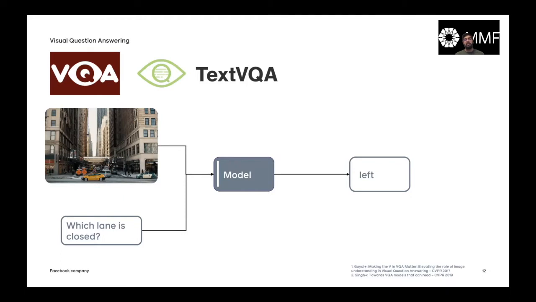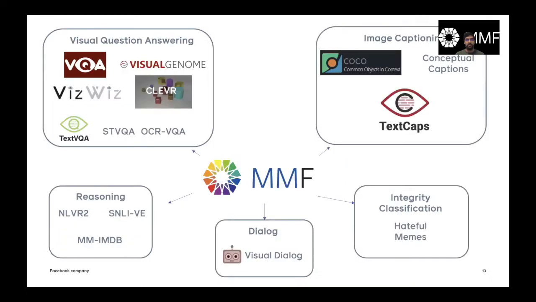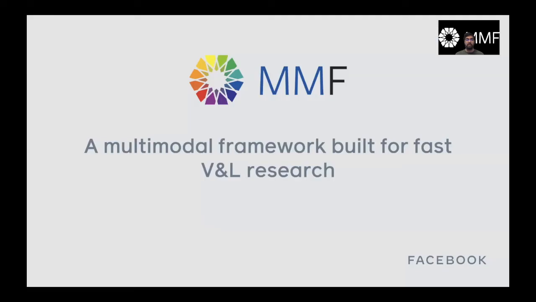This is the way these models work on VQA. They take in an image and a text and just classify them into a number of answer options that are there. MMF contains a lot of datasets which can broadly be classified into five categories. Visual question answering, where we have multiple variations, visual genome, CLEVR, then image captioning, where you have to generate a caption for an image. Reasoning, these are pure reasoning tasks which require reading both image as well as text to answer something about this particular scenario. Then dialogue, which involves a dialogue over the image, and integrity classification, something like classifying a meme into hateful or not hateful.